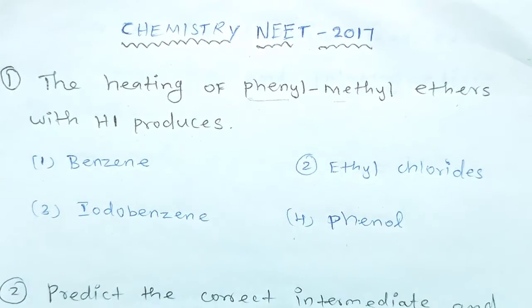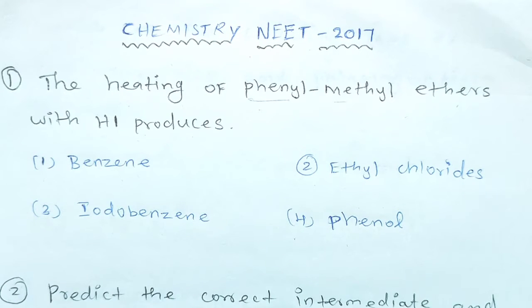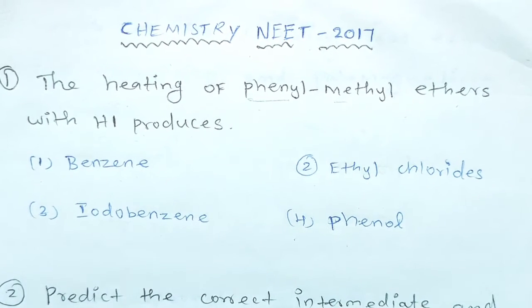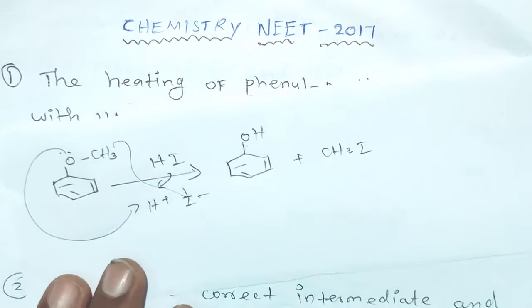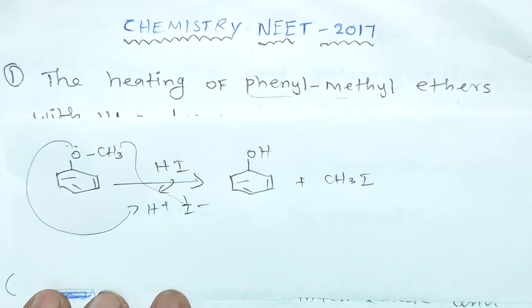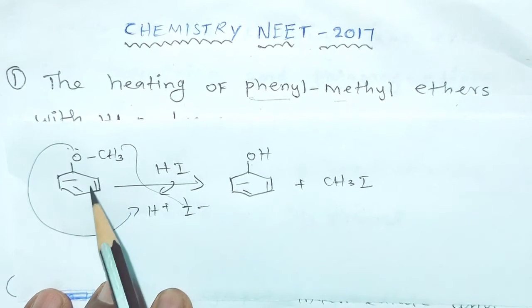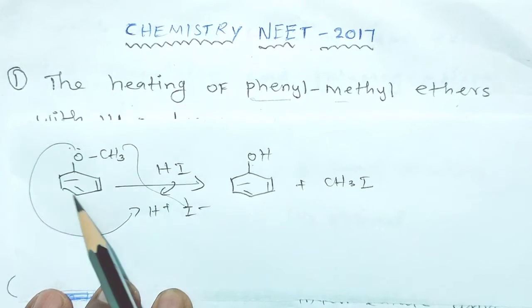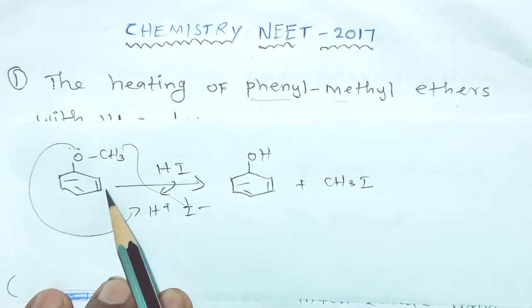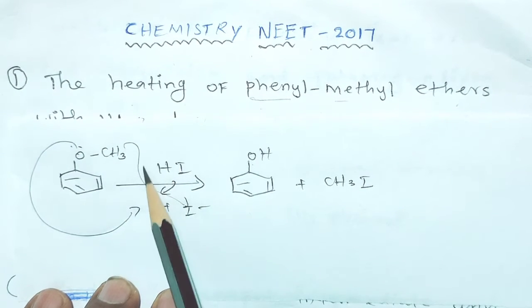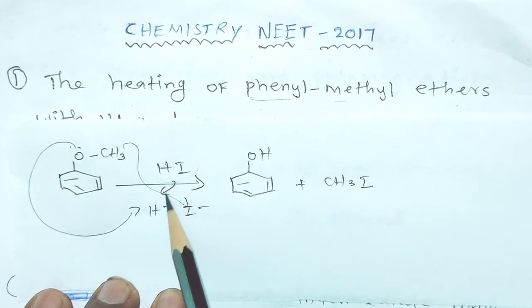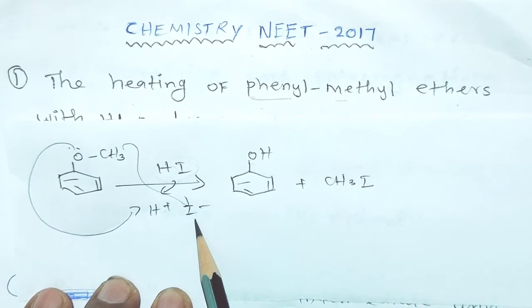Which one? First of all, we should know the phenyl methyl ether structure. You see this one. This is the phenyl methyl ether structure, that means anisole. The common name is anisole. It reacts with HI, hydrogen iodide. Now this HI is converted to H plus and I minus.